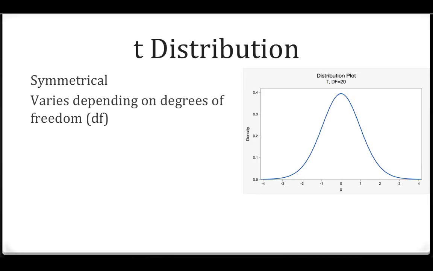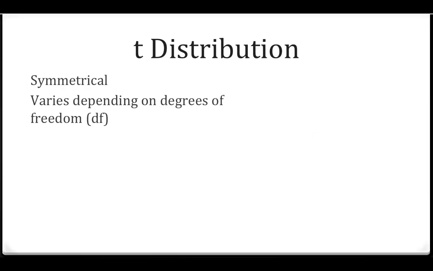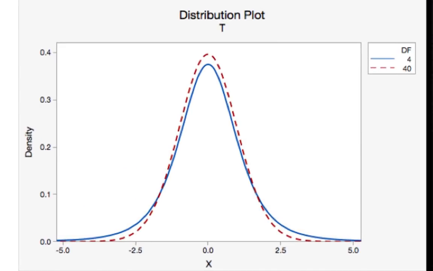The t-distribution is symmetrical, like the z-distribution. The difference is that it varies depending on degrees of freedom. Degrees of freedom are going to be computed using sample sizes. For the one sample test that we'll see first, the degrees of freedom is equal to the sample size minus 1. Here we have a distribution plot of two different t-distributions. The solid blue line represents a t-distribution with 4 degrees of freedom, while the dotted red line is a t-distribution with 40 degrees of freedom. We can see as the degrees of freedom increases, the shape changes slightly.